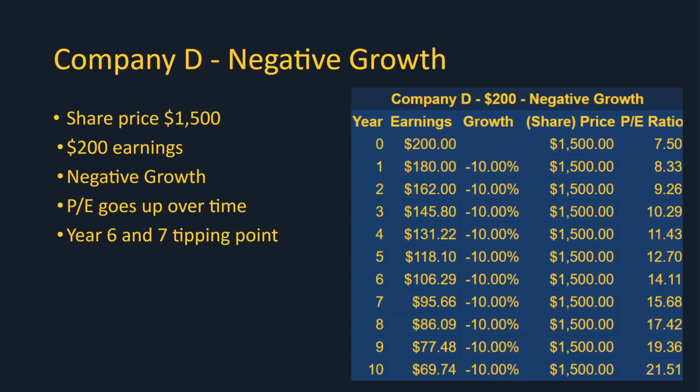Company D is a different situation. It's a company that has negative growth. The share price is also $1,500, but the earnings is $200, meaning that it starts off with a PE ratio of 7.5. But because of the negative growth, the earnings are declining each year. The PE ratio therefore goes up over time. And between year 6 and 7, you're already at the tipping point that the PE ratio is above 15. So you can see the opposite effect of growth. If it's negative, then any PE ratio that you have will eventually go up if the share price stays the same.